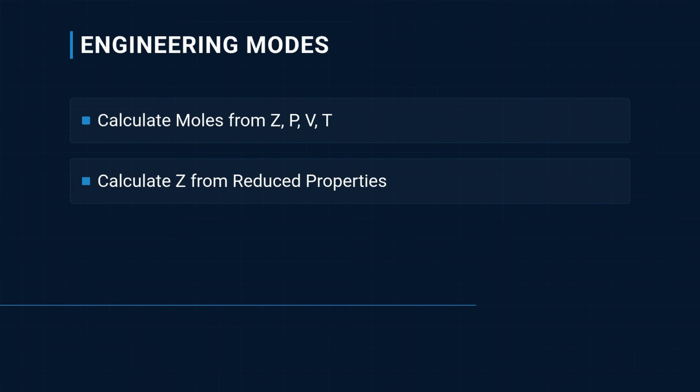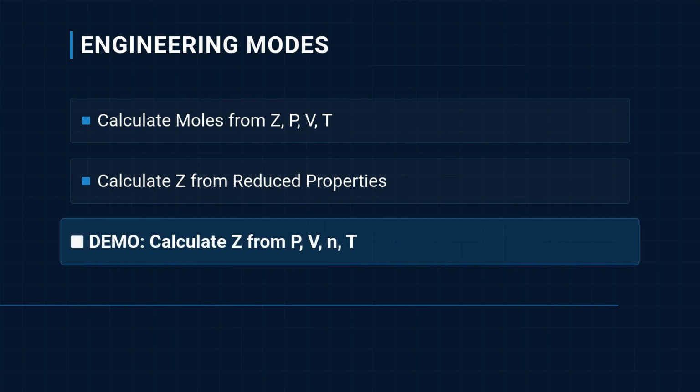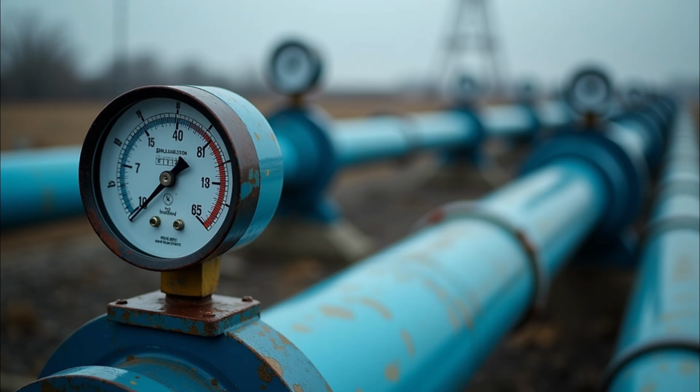For this demonstration, I'm using Calculate Z from P, V, N, T. The input fields are pressure in bar, volume in cubic meters, moles in mole, and temperature in Kelvin. There are also fields for compressibility factor Z, reduced pressure PR, and reduced temperature TR, which become inputs or outputs depending on your selected calculation mode.